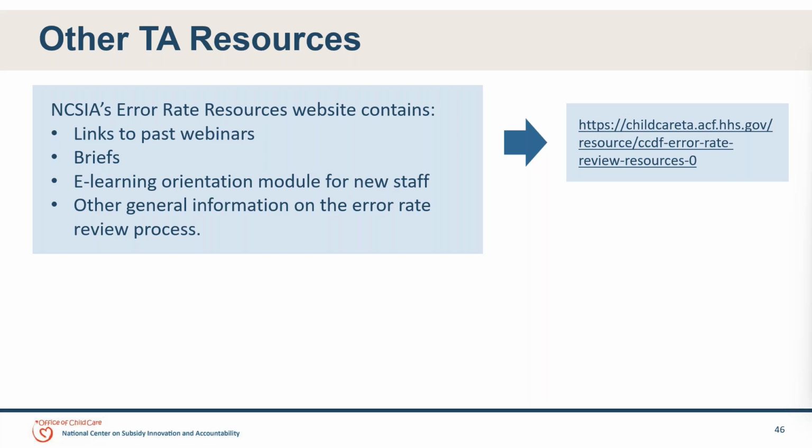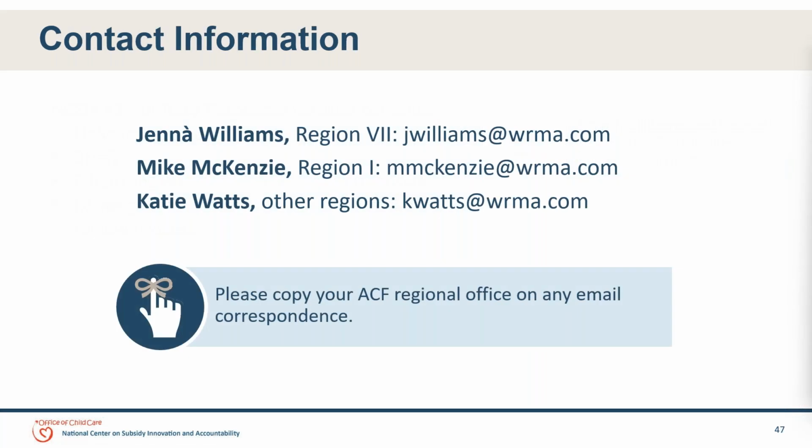In addition to the website, you can also just reach out directly to us for any technical assistance. Here's the list of the error rate specialists. We have Janae in Region 7, Mike in Region 1, and then I am the specialist in the other regions. And again, we can help with reviewing drafts, or if you just have any questions that come up. We do ask that you please copy your regional office program specialist on any email correspondence. They should always be kept in the loop.